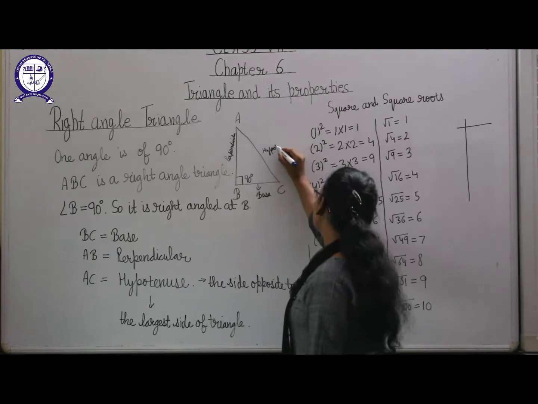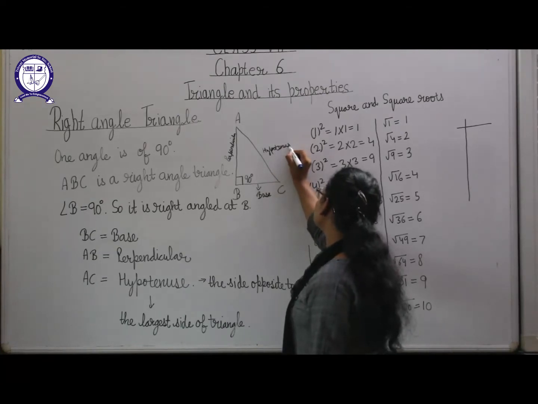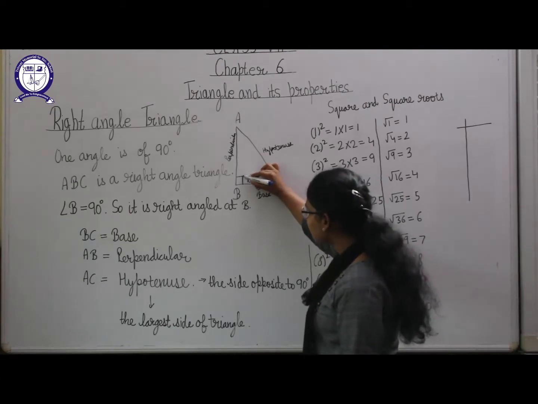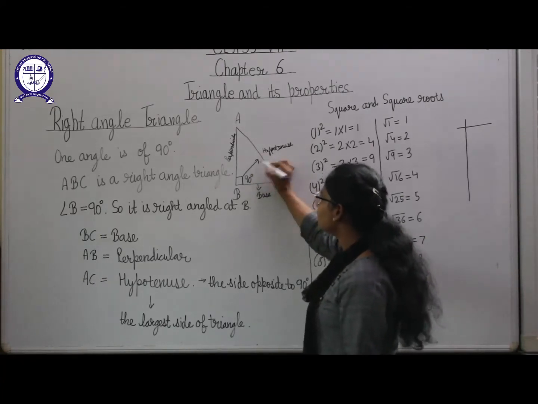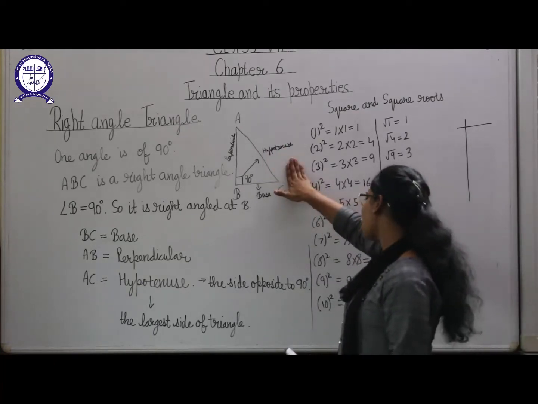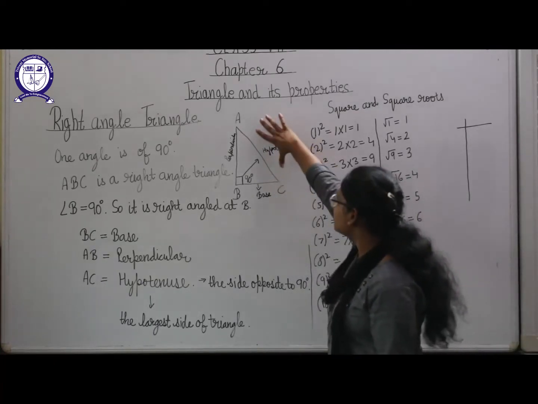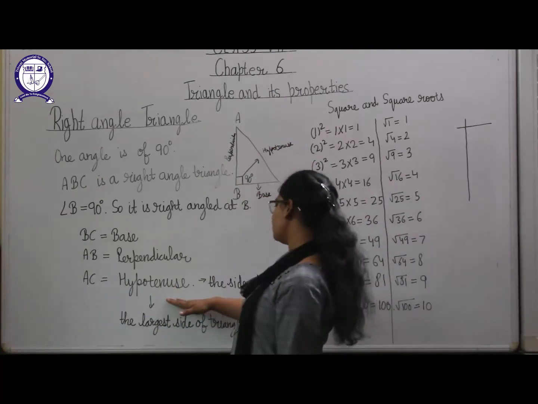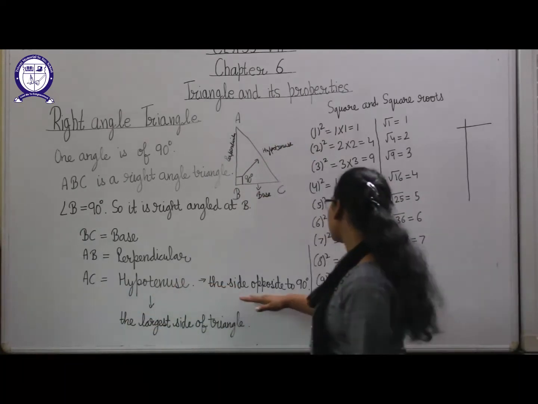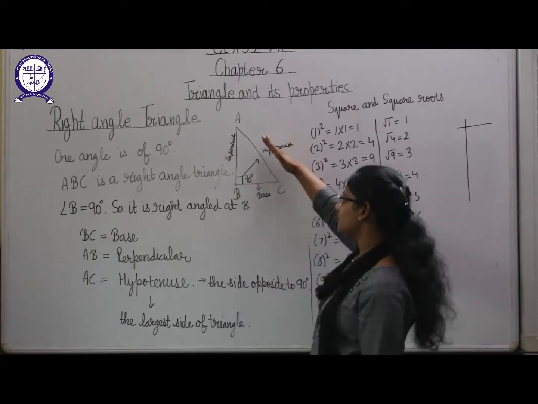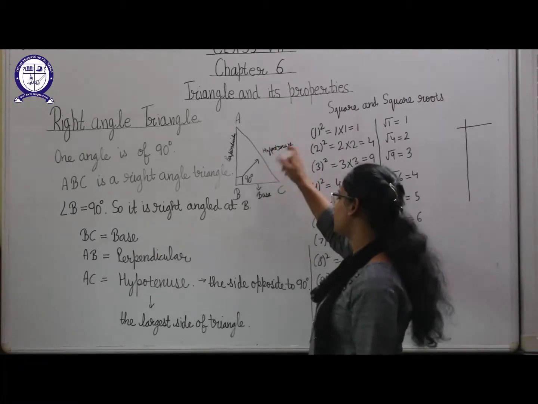Hypotenuse. Okay. What is hypotenuse? The opposite side of this 90 degree angle. This is the 90 degree angle. Opposite of this is this side AC. So this is called hypotenuse. Here this side is AC, so AC is equal to hypotenuse. And what is hypotenuse? The side opposite to 90 degree, opposite to B. So this is hypotenuse.